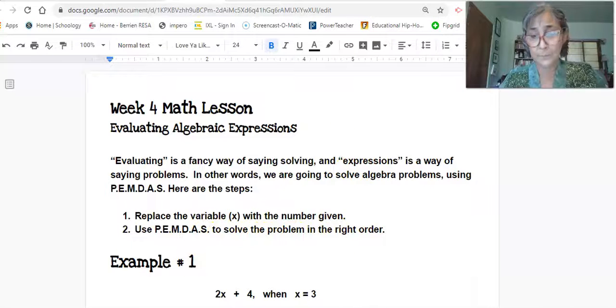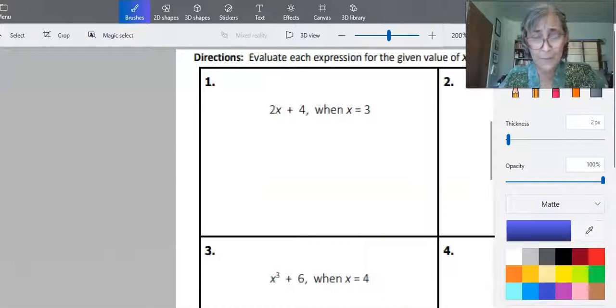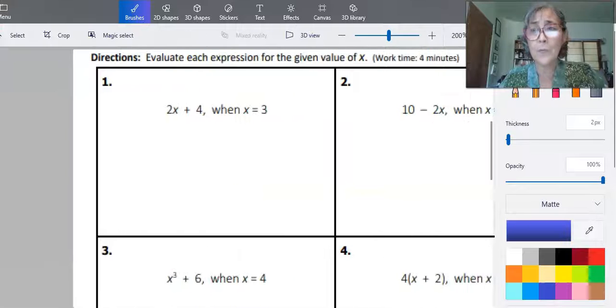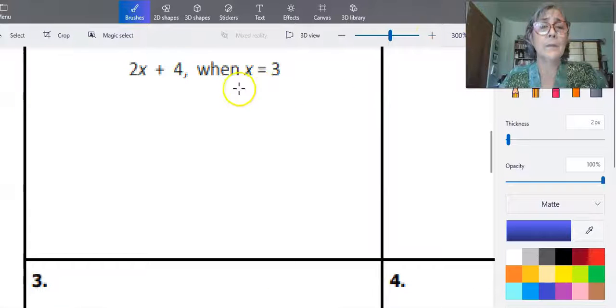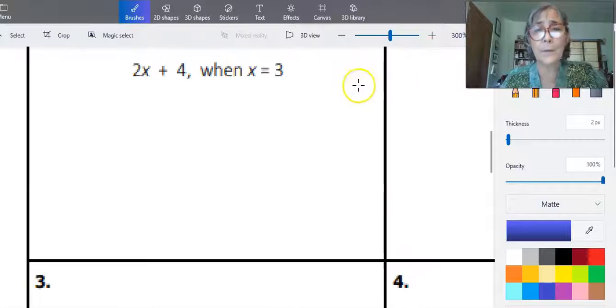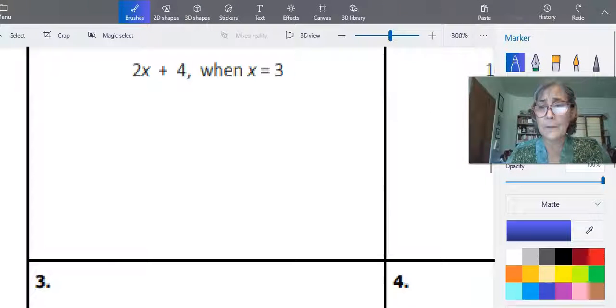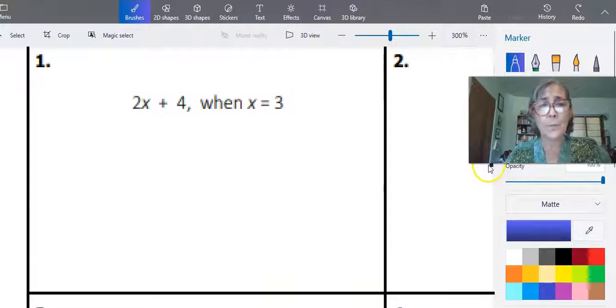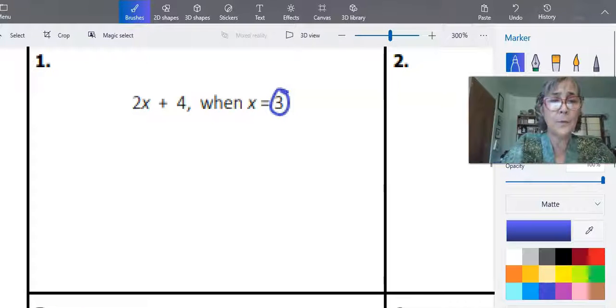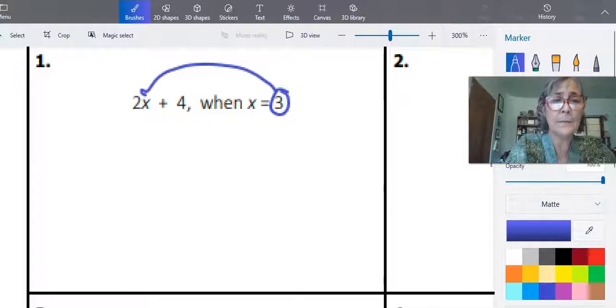Let's try it. Here's one very similar to the problems you're going to be doing. You're doing quick check B, and this is quick check A, all right? So the first problem says 2x plus 4 when x equals 3. So they've given us a number to replace x with. And they've said that the number we should replace x with is 3. So here's our number, 3. We're going to use that 3 instead of this x, okay?